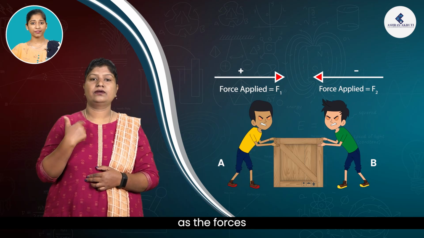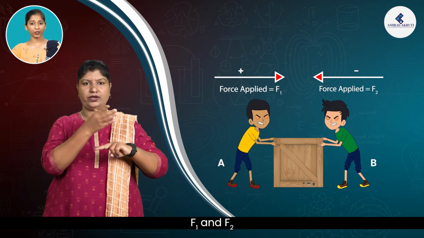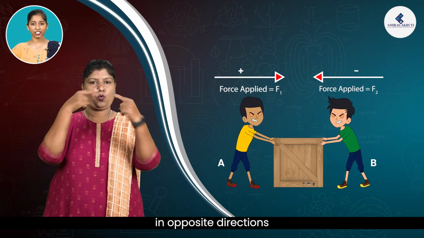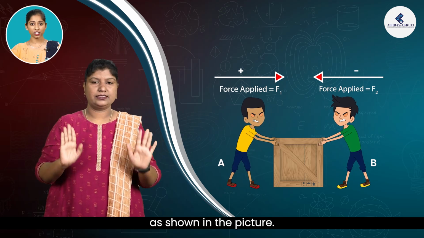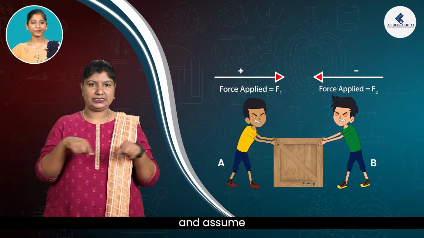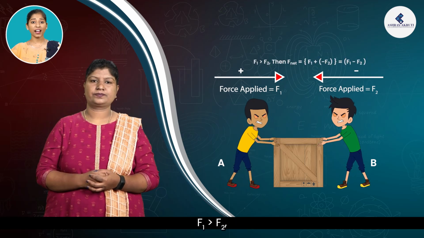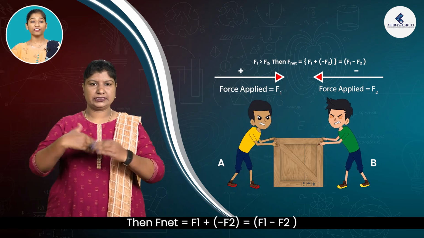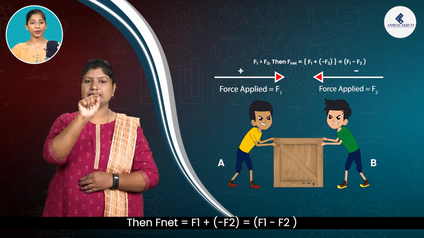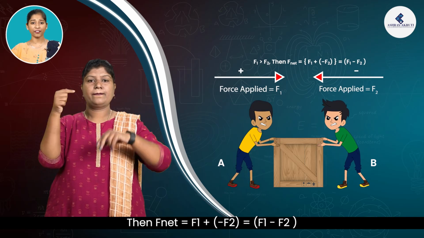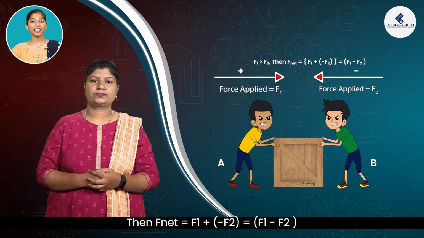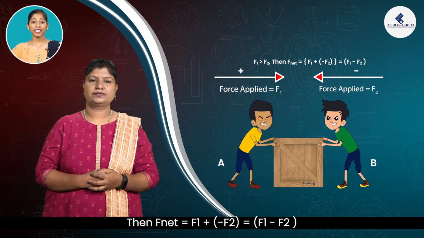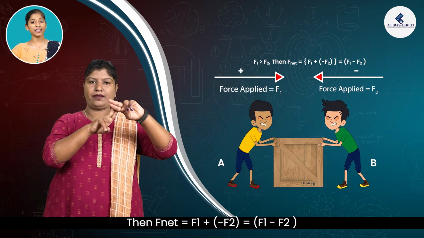As the forces F1 and F2 act on the table in opposite directions as shown in the picture, and assume F1 is greater than F2, then F net is equal to F1 plus minus F2, as F2 is opposite to F1, is equal to F1 minus F2.